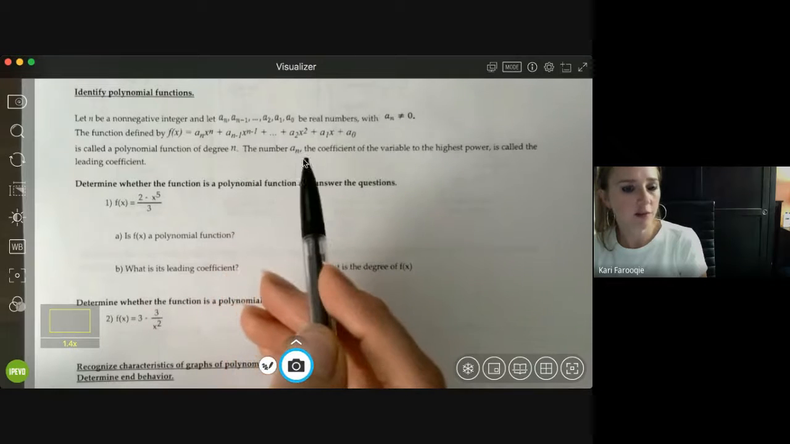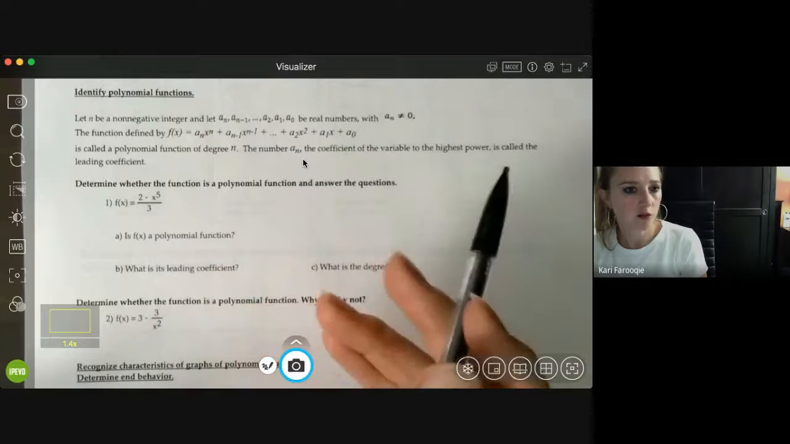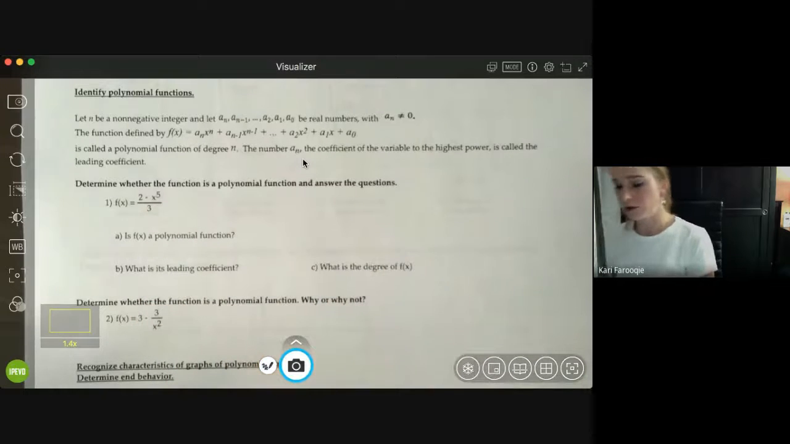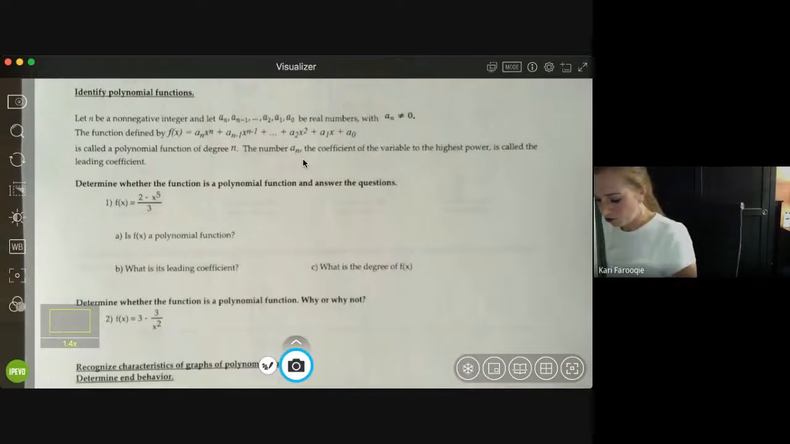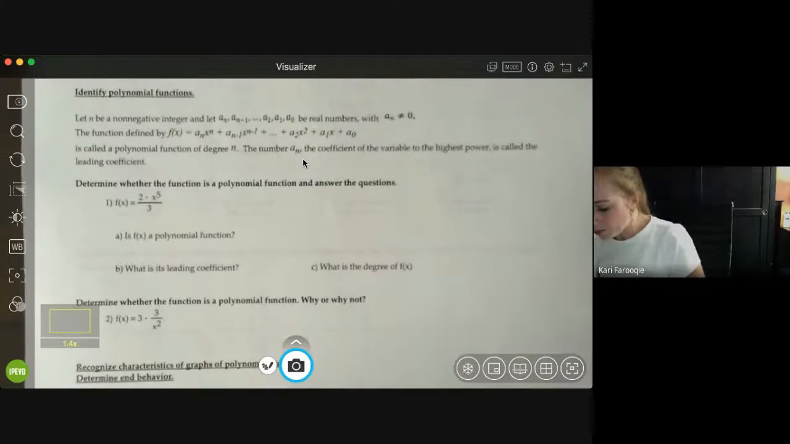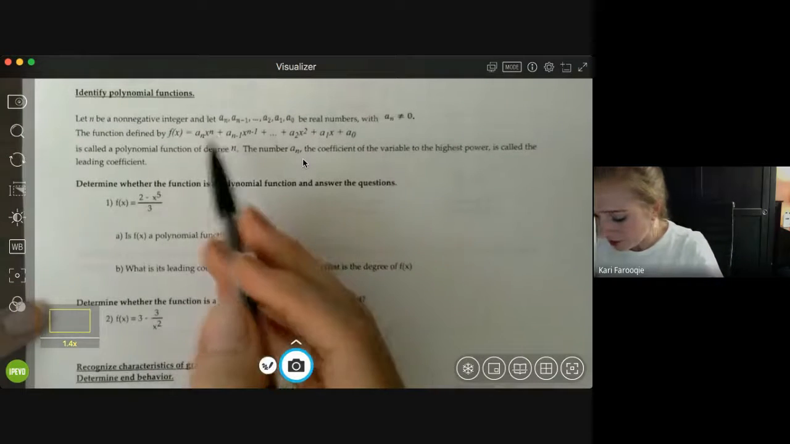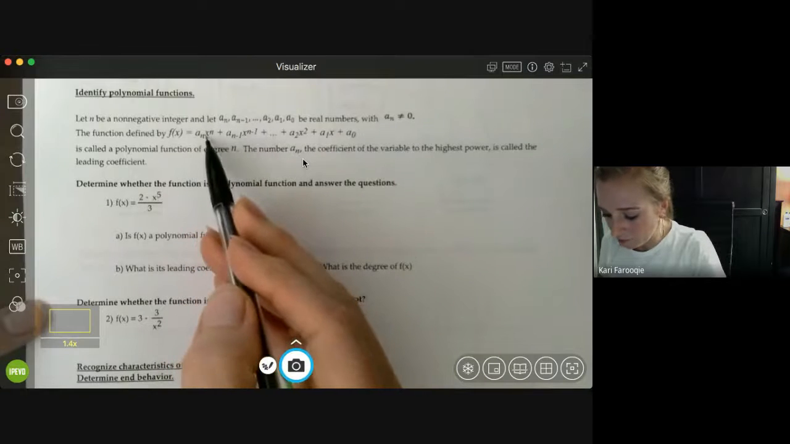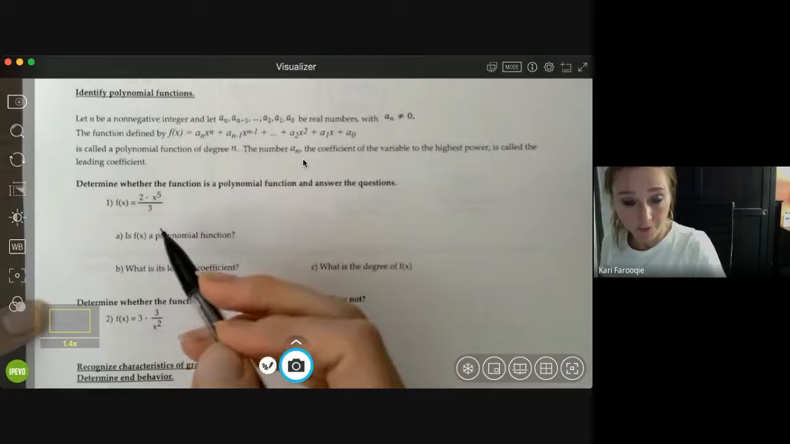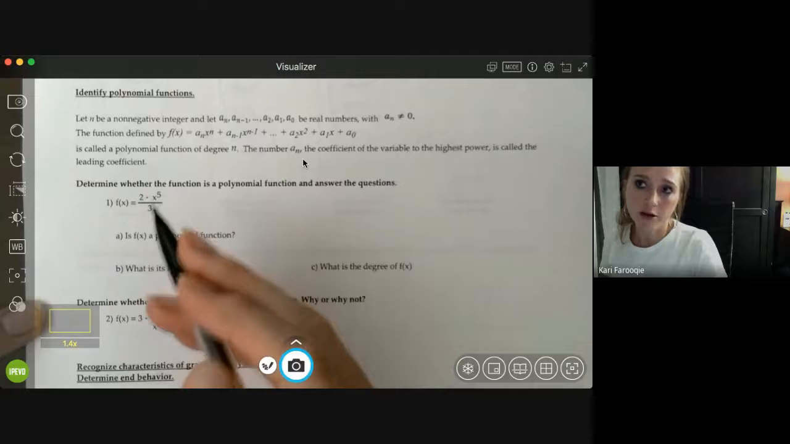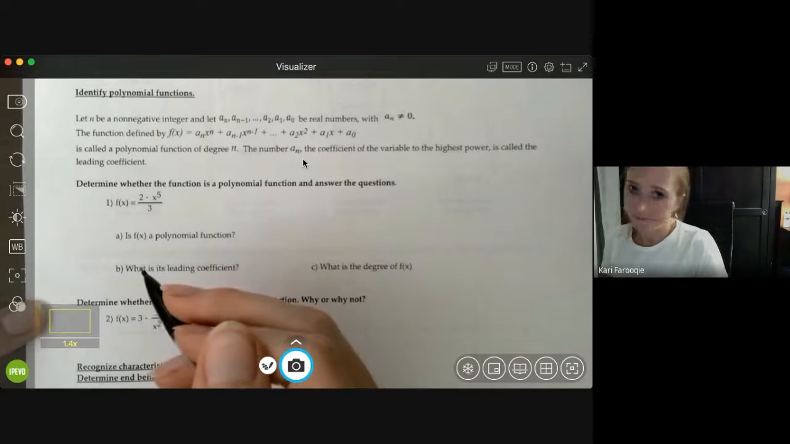The number a sub n, the coefficient of the variable to the highest power, is called the leading coefficient. So we're going to do a lot of work here with the leading coefficient, especially as it pertains to the end behavior of your function. But for now, it's really important to note that you're going to have some sort of number, then a variable to a whole number power. If your power cannot be a half, that means your variable cannot be underneath a radical. Can't have that. It's not a polynomial.